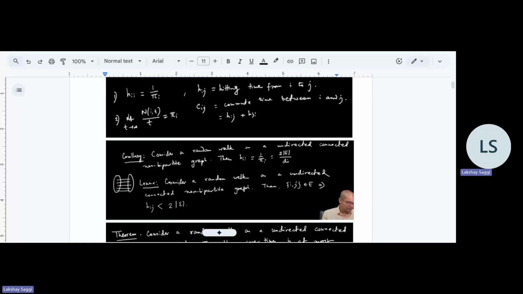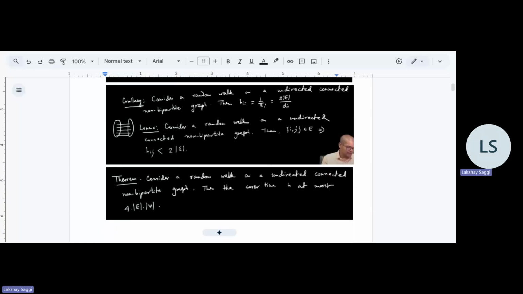This gives a really cool lemma, which was also shown in the lecture videos. We'll be discussing all the lemmas and theorems at a very high level. We won't go into the proofs because they have been discussed in the lecture videos, and they are not too hard. If we consider a random walk on an undirected connected non-bipartite graph, and (i, j) is an edge in the graph, then the hitting time from i to j is less than or equal to twice the number of edges in the graph. This is not epsilon, this is E.